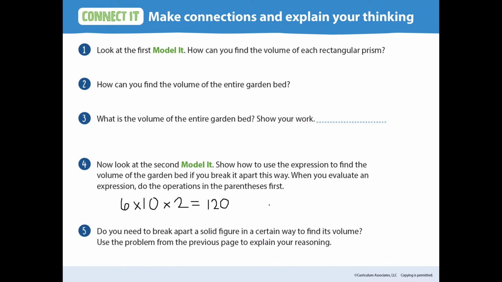The other rectangular prism was 6 feet by 6 feet by 2 feet. So we take 6 times 6 times 2. And I'm going to choose to multiply 6 times 2 first. 6 times 2 is 12, and 12 times 6 is 72. So the volume of the second rectangular prism is 72 cubic feet. To find the volume of the entire shape, we need to add these two volumes together, 120 plus 72. And when we add them together, we still get 192 cubic feet.